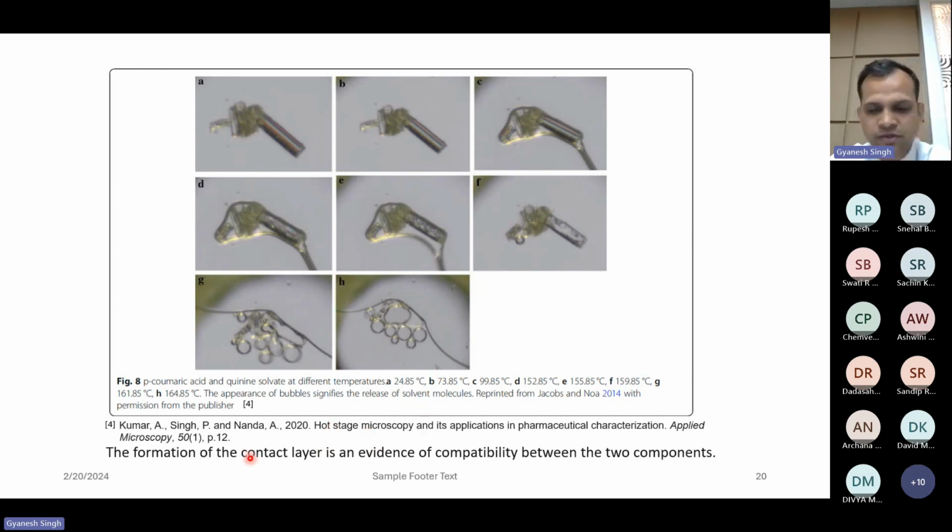So it can be any two substances which can be used to study the compatibility, and hot stage microscopy becomes an easy tool where we can take a small sample, run pilot samples and understand the incompatibility. So the appearance of bubbles signifies the release of solvent molecules. So this is where the material is melting at a specific temperature.